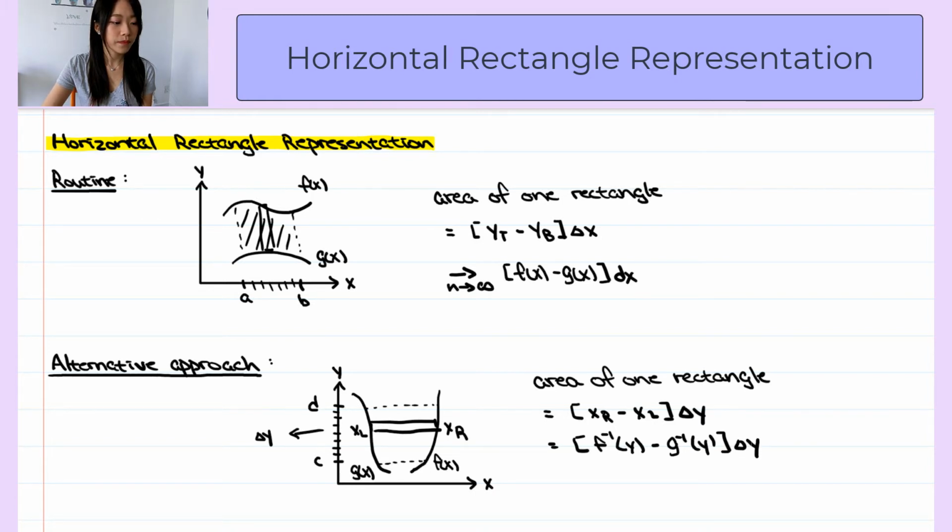times delta y. So the total area will be the integral of this equation here, which is the integral of the inverse function of f minus the inverse function of g times dy. And the bound here is from c to d, the interval for the y values.